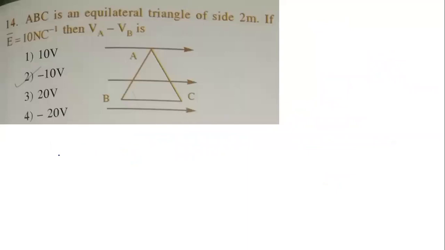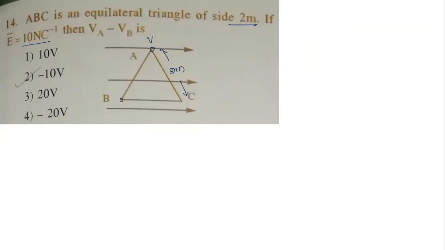Here is question number 14. It is asking that ABC is an equilateral triangle of side 2 meter. So 2 meter is given. If the electric field is 10 Newton per coulomb, then I need to find out the potential difference between point A and point B.